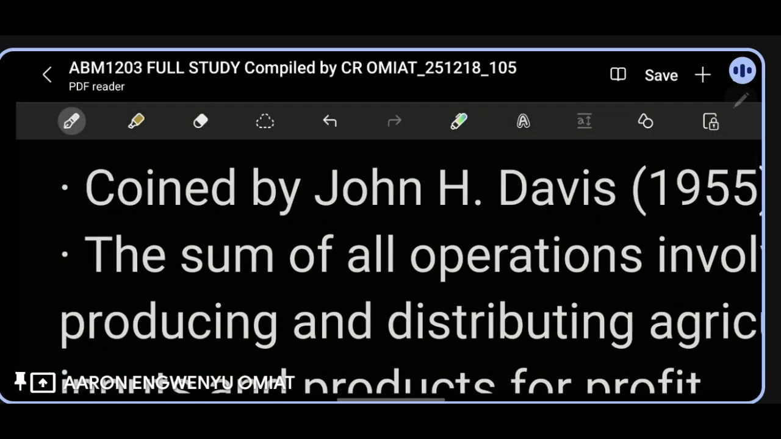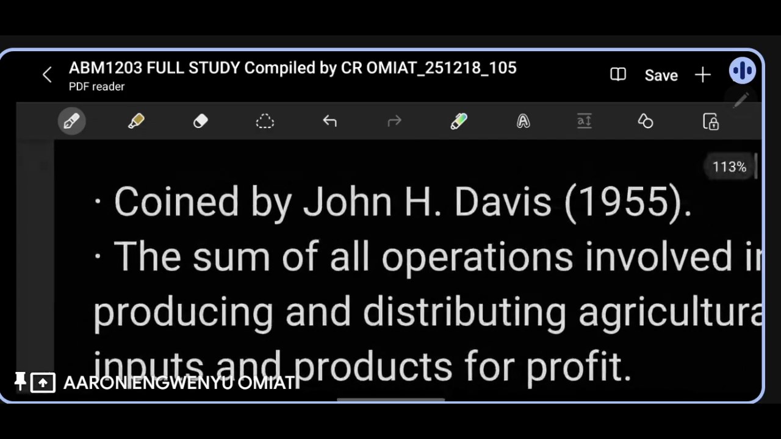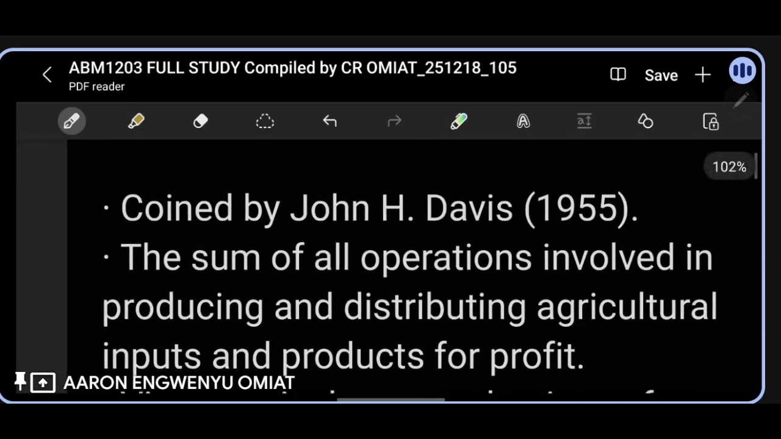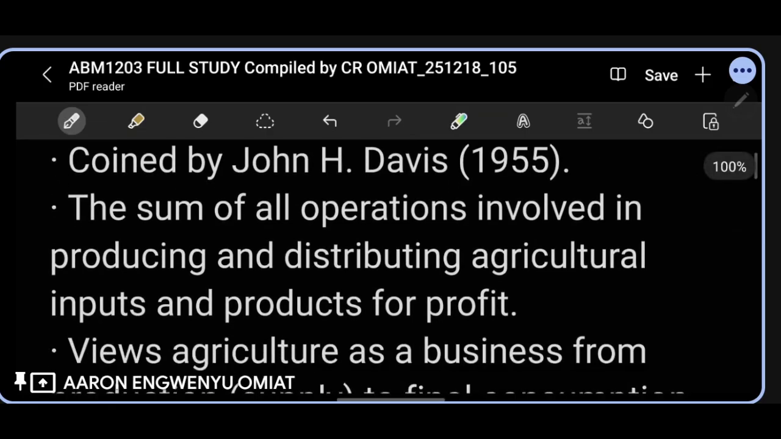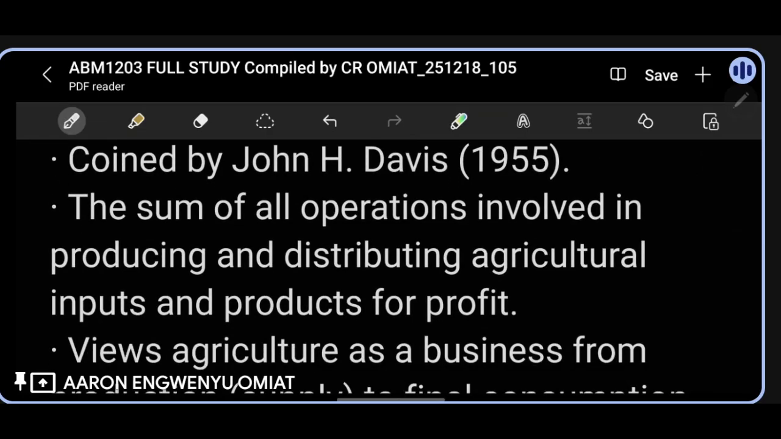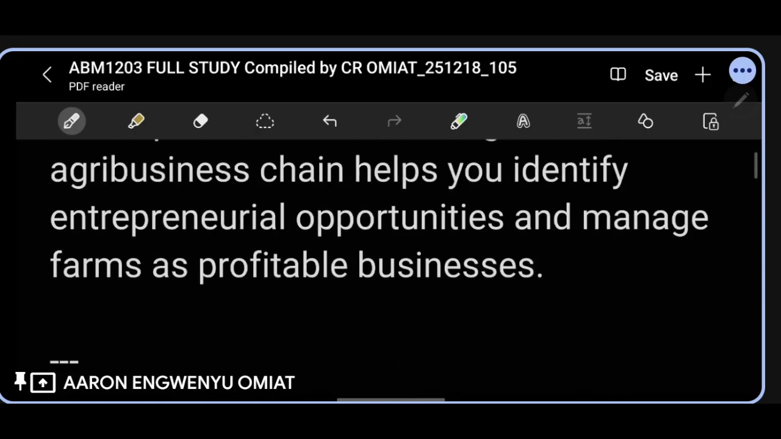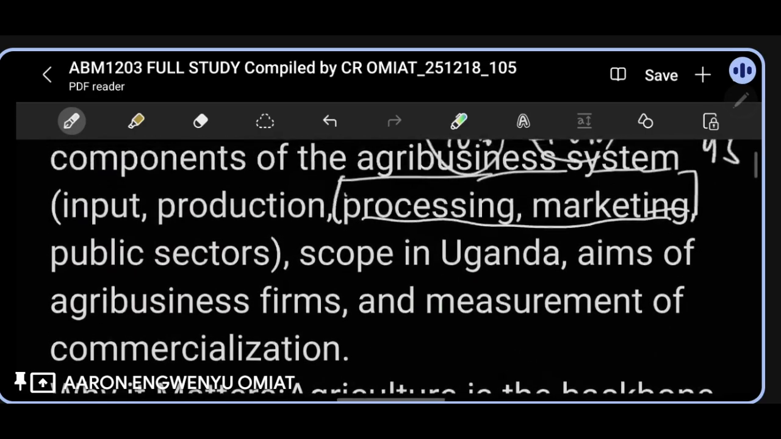And we also know that agribusiness is the sum of all operations involved in producing and distributing agricultural inputs and products for profit. We saw clearly here that agribusiness can be broken down into input, production, processing, marketing, and public sectors. And we as agribusiness entrepreneurs are involved at all stages. However, the stages that the country is focused on right now are processing and marketing.